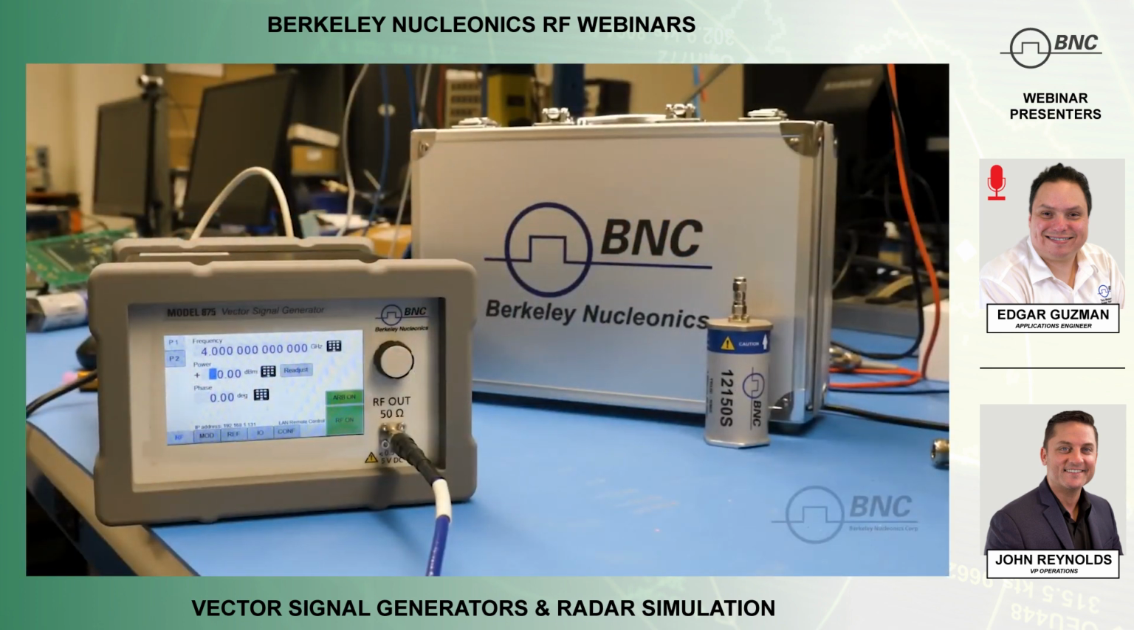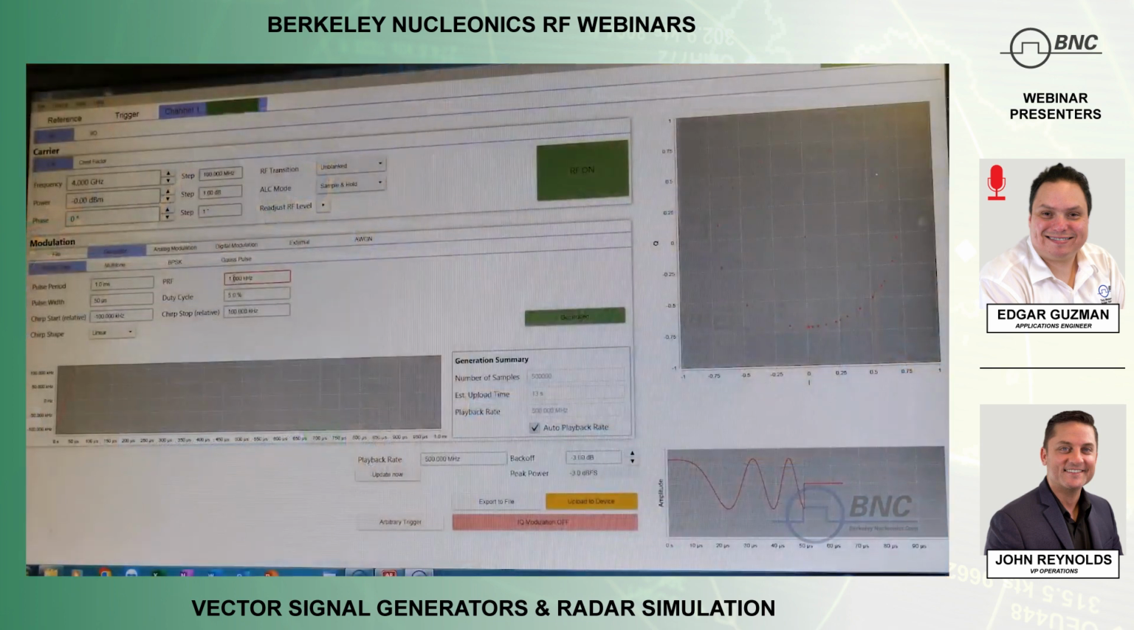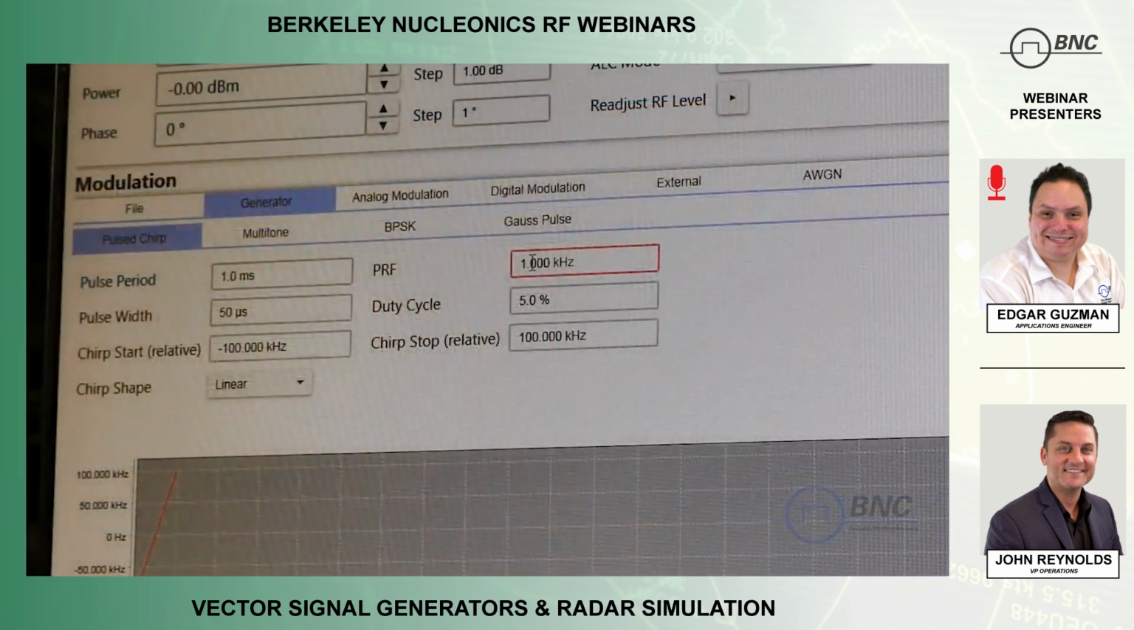So here's our 875 vector signal generator, and you can see the front screen there. And this is the software on the computer, so you're able to control it through a GUI. You can see here this is the standard pulse chirped, and then you see the carrier wave. It'll zoom in here a second. You'll see the carrier wave is at 4 gigahertz. I just did a relatively low frequency so we can see it on our spectrum analyzer. And next I'll show you. So there's the pulse chirped.